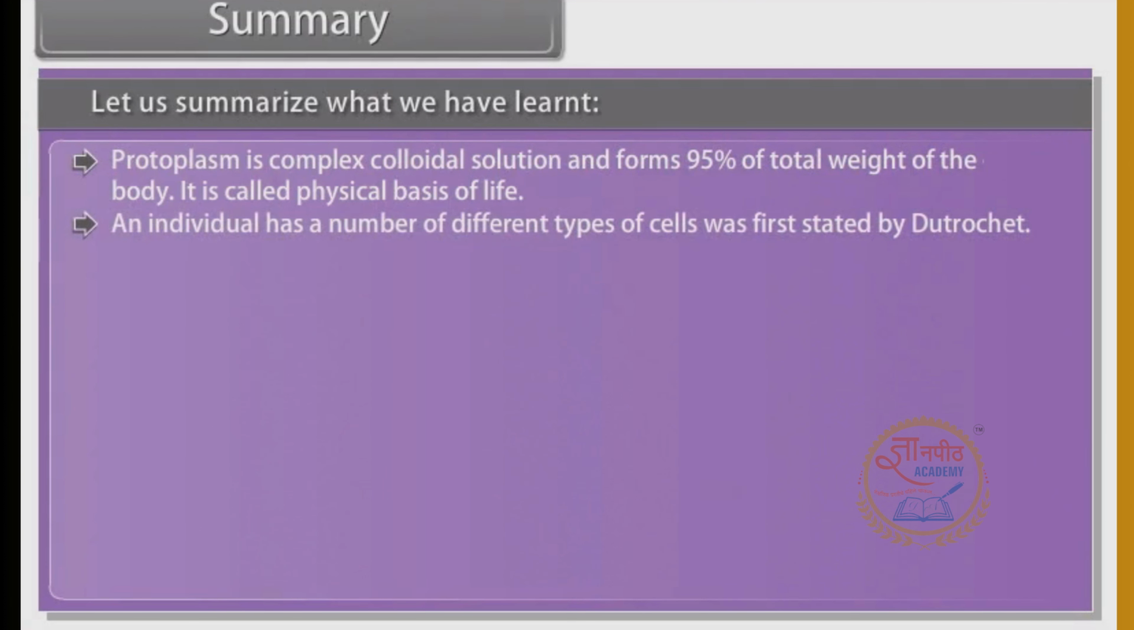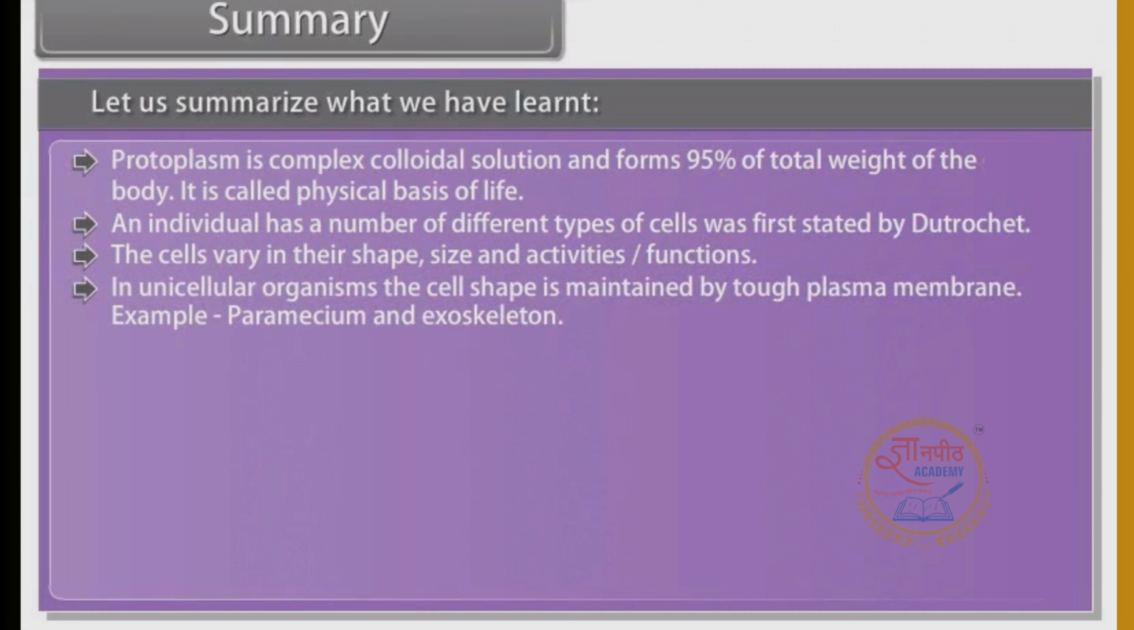An individual has a number of different types of cells was first stated by Dutrochet. The cells vary in their shape, size, and activities or functions. In unicellular organisms, the cell shape is maintained by tough plasma membrane, for example, paramecium, and exoskeleton. Fixed shape of the cell occurs in most plants and animals.